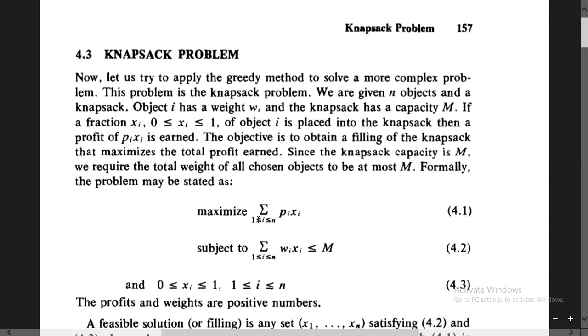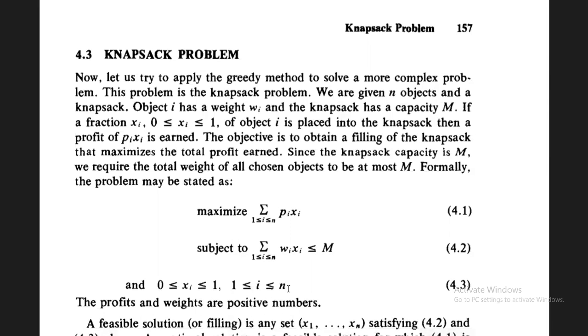Maximize summation, 1 less than or equal to i less than or equal to n, pi xi, subject to the constraint, summation of wi into xi less than or equal to capital M, which is the capacity of the knapsack, where i lies between 1 and n. And 0 is less than or equal to xi less than or equal to 1, and i lies between 1 and n. These are the conditions.